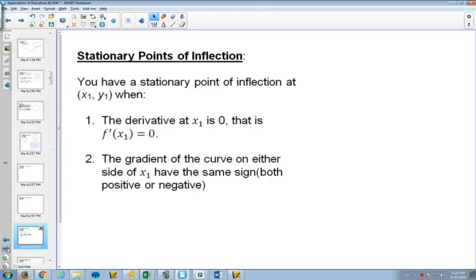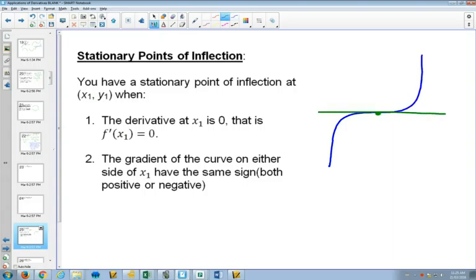So now we're going to look at those stationary points of inflection. Again, to draw a little picture, that happens like in an x cubed graph, where you have a point where the tangent is equal to 0, but it's not a maximum or a minimum. So we still have the slope of our tangent equal to 0.